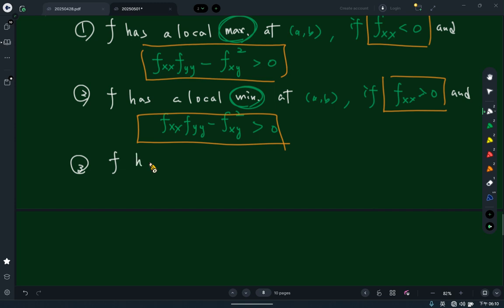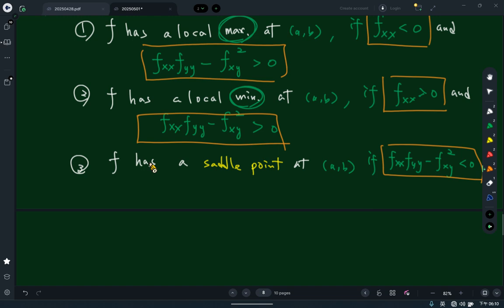The third condition is that f has a saddle point at (a, b) if this discriminant is less than 0. Later on I will show what the discriminant is. Then that will be a saddle point.